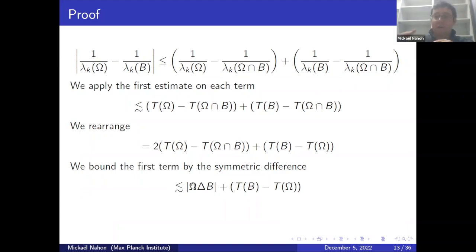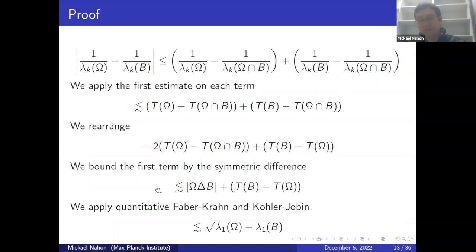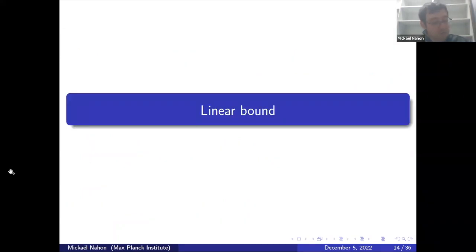And now it's bounded by the L1 distance, but when you place them properly, you can apply the quantitative Faber-Cahn inequality and you get the square root of the difference of lambda 1 or the torsion. It works the same here. And that's all. For the quadratic, for the square root bound, this is enough. So now, for the rest of the presentation, I will talk about the linear bound.